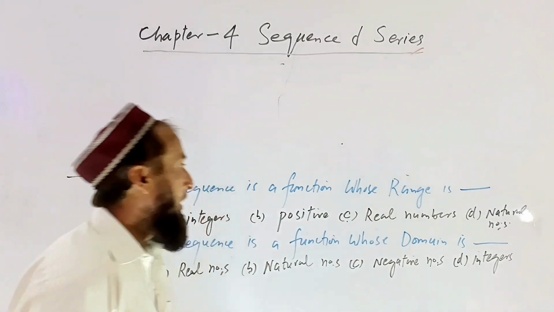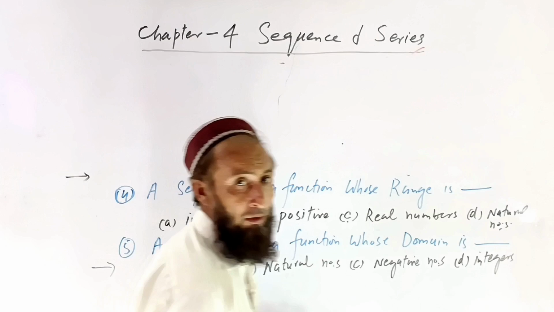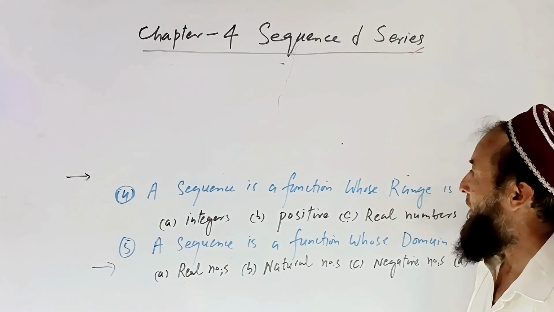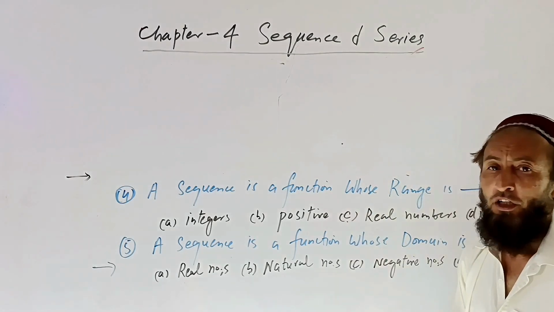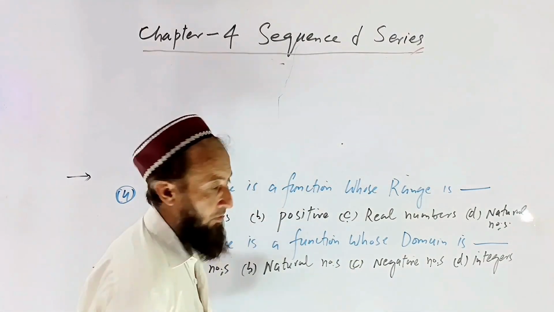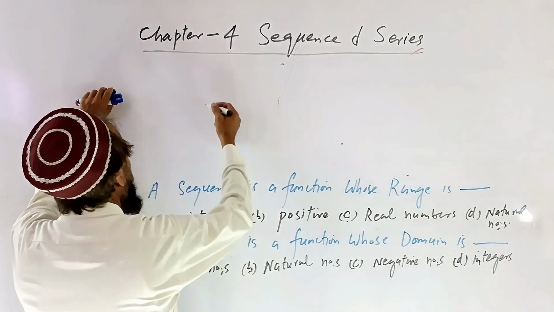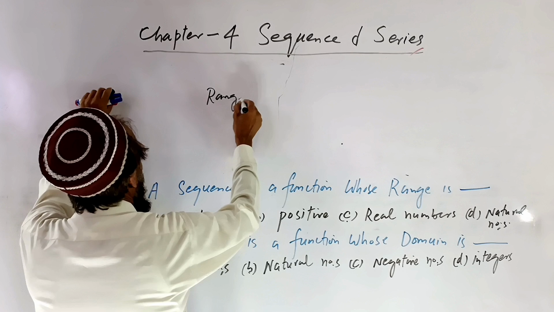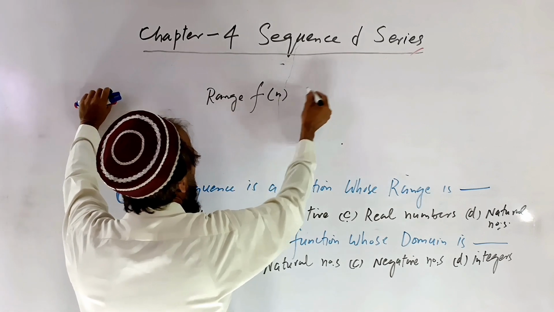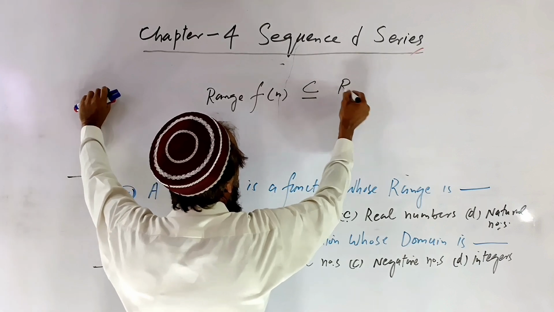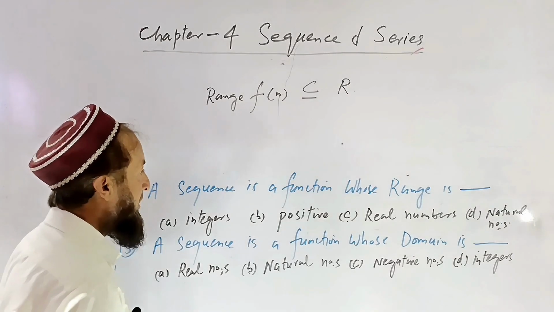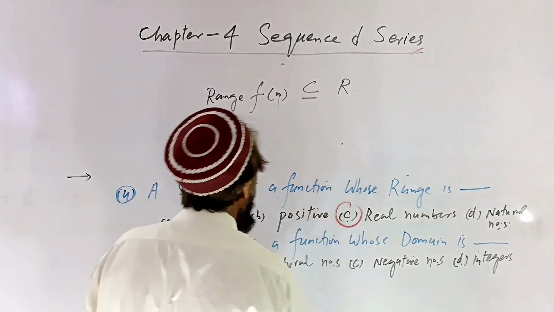Whose range is, we have already defined in this video, in the definition. It is a function whose range is a subset of the real numbers. The range of any function of the sequence function is also a subset of real numbers. So here real number, option C, is the correct option. It is the subset.